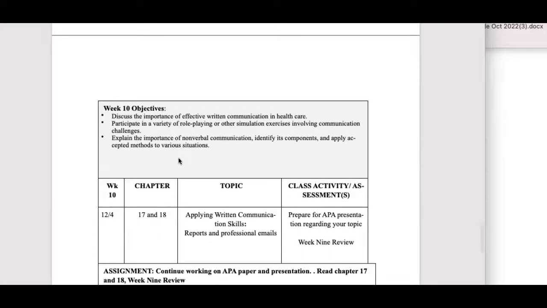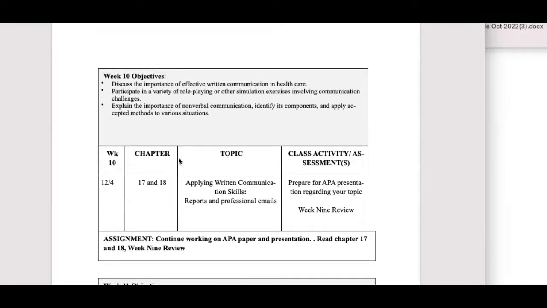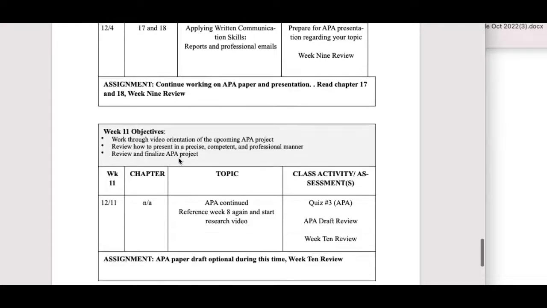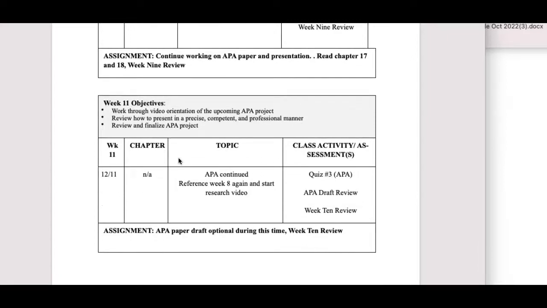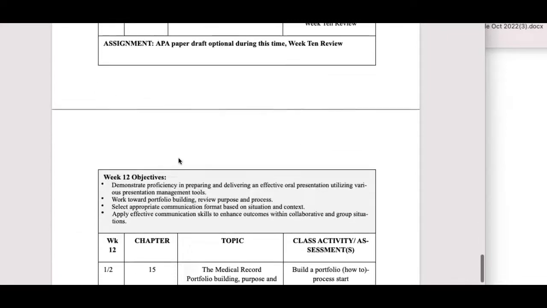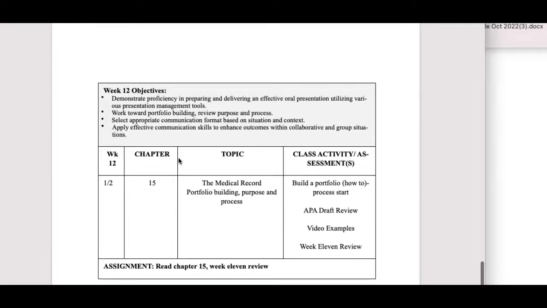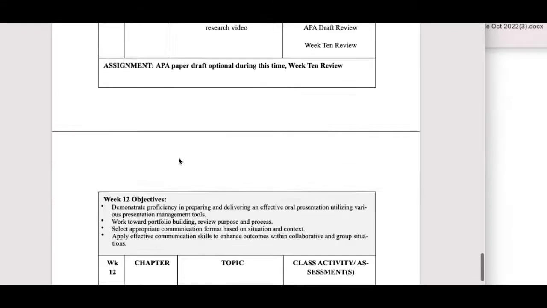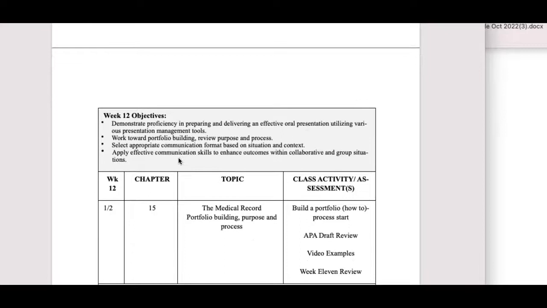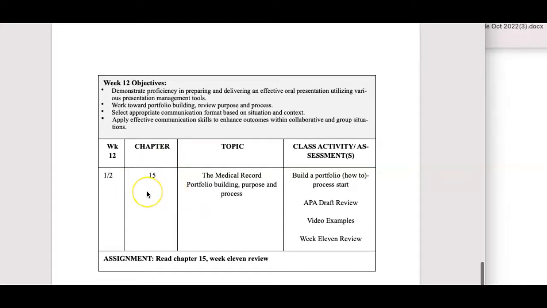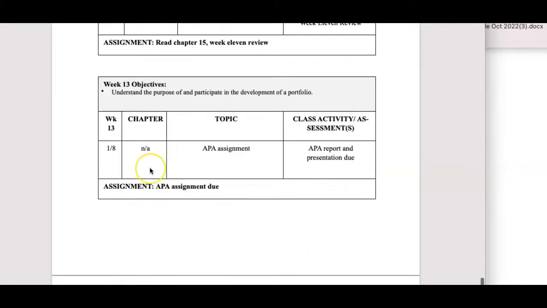But when we jump to week 10, we're going to talk a little bit more about applying written communication skills, chapter 17 and 18, get to week 11. Right, APA is going to continue a bit more. But when we finish with week 11, we don't jump into week 12 until after the first of the year. Your APA paper, instead of being due on this day, is actually due on the 8th. So your APA assignment is going to be due on the 8th.